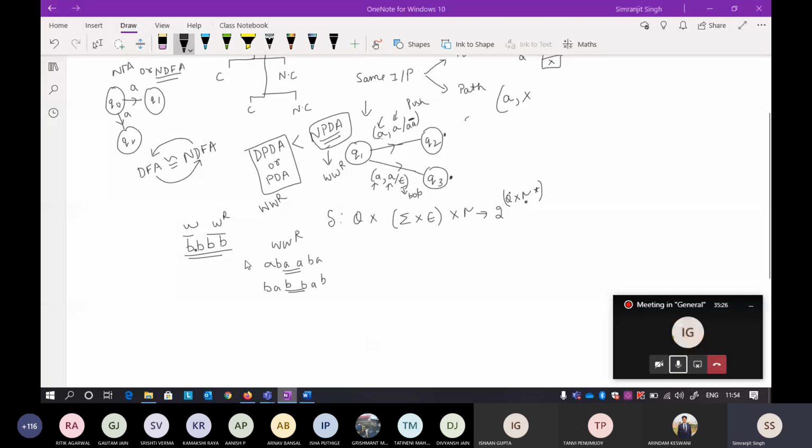Okay, sorry for that. We will take two possibilities here. First, the center has come. Another one, the center has not come. So just let me start the automata.